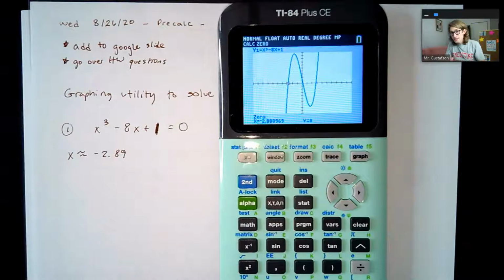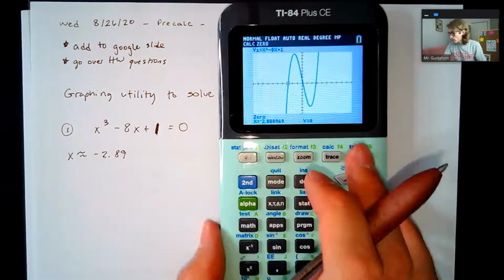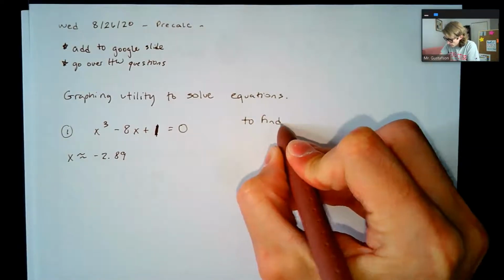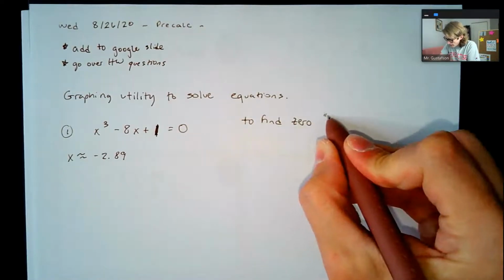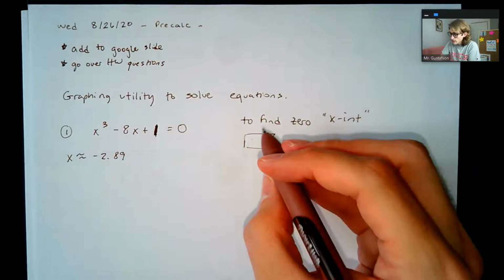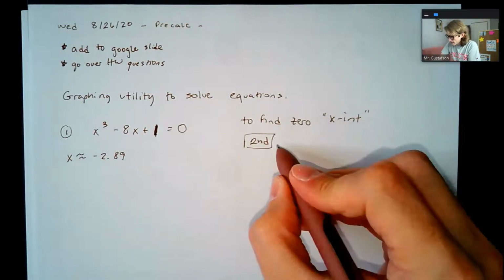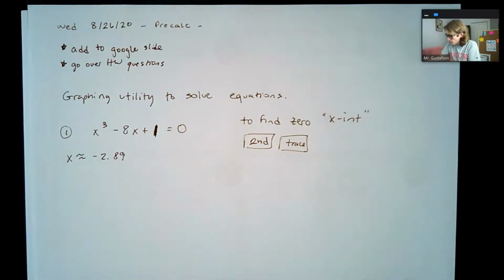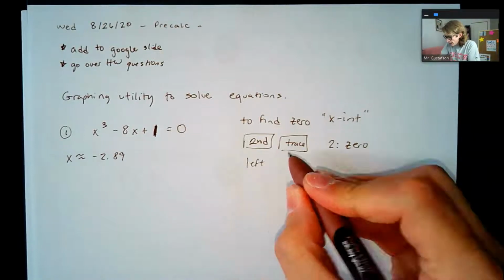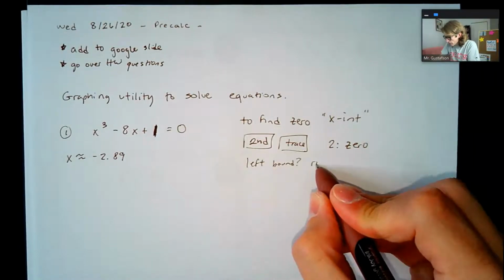So I'm going to skip finding the other 2 and write down, again, the buttons you press to do this, and I'll also write down the answers you should get, but you should try to see if you can come up with the other two without watching me do it. So the buttons to find a 0, aka the x-intercept on a graph: after everything is in y equals, you're going to hit second, trace, and then go to 2, 0. And then you're going to have to answer the left bound, right bound, and guess.